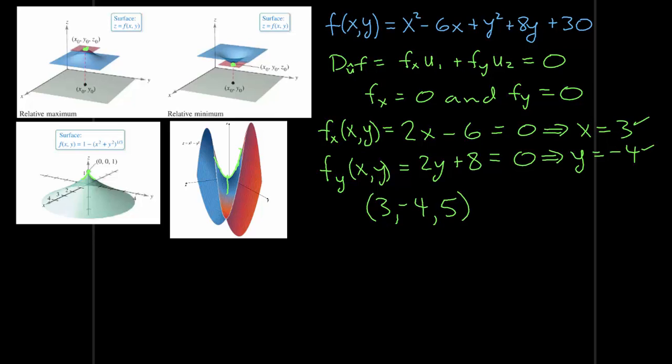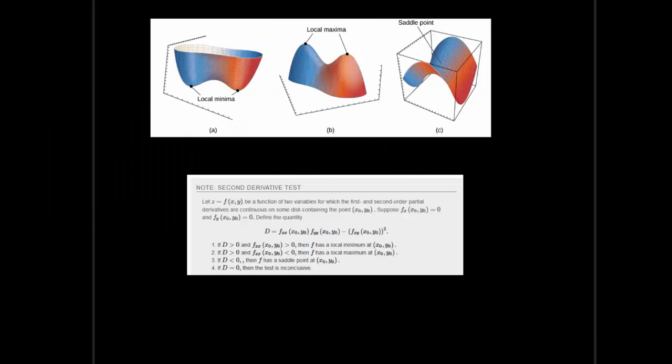Okay, so let's look at what we're going to use. Remember, in Cal 1, we have the first derivative test and the second derivative test. Here, we're going to have something similar. We've got minima, maxima, and saddle points, and we want to be able to identify what kind of point we're dealing with. So we're going to look at the second derivative test for functions of 2 independent variables. And here's what's going to happen. We are going to look at this thing.